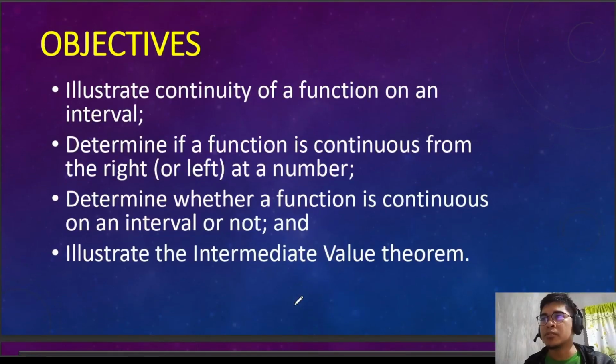Our objectives are the following. The first one is to illustrate continuity of a function on an interval. Next, determine if a function is continuous from the right or from left at a number. Then determine whether a function is continuous on an interval or not, and illustrate the intermediate value theorem. These are the four objectives that we need to obtain and learn in this lesson.